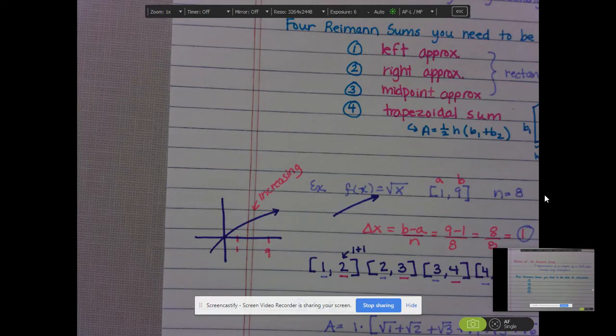And I clearly don't know how to pause. Oh, there's the pause button. Now I'm learning. So there is a pause button on the Screencastify when I get distracted.